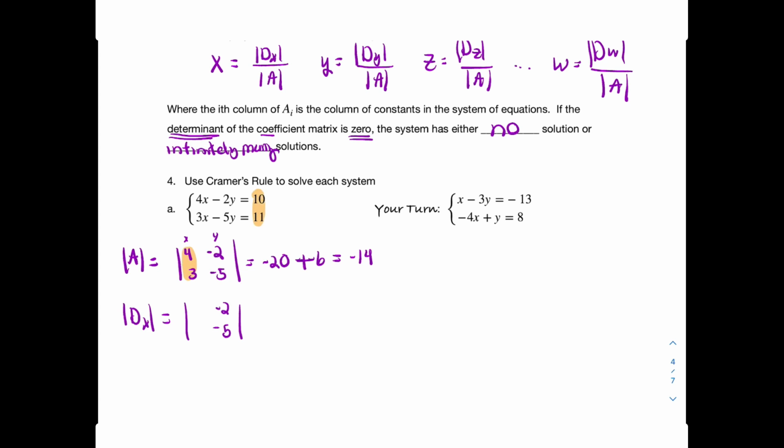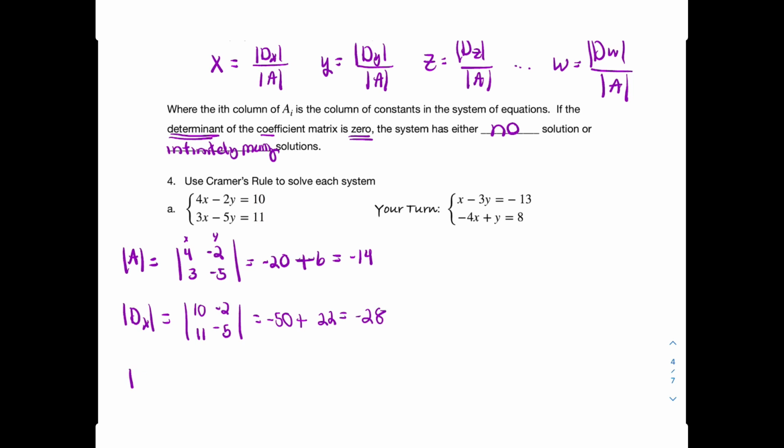Now, when you do your determinant x, you replace your x column with the answers to the system. So notice my y column stays the same, but my x column becomes 10 and 11. And then you just find that determinant. Negative 28.